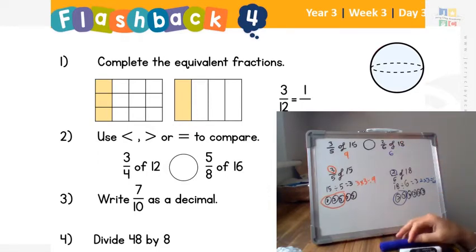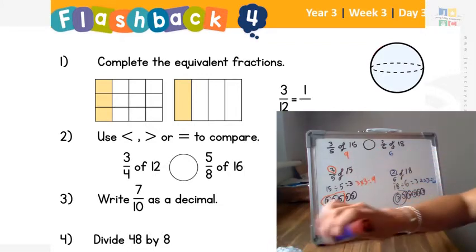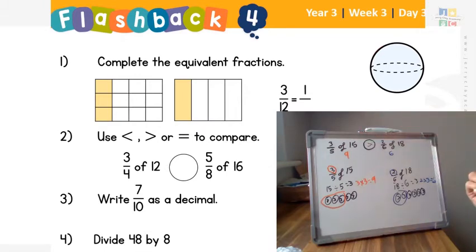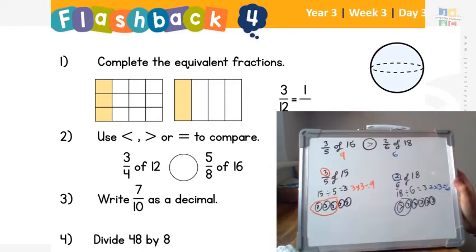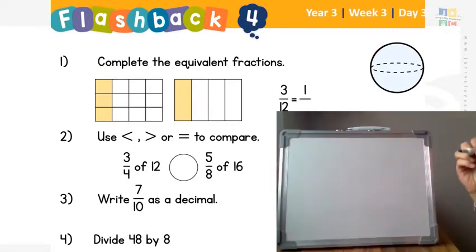So now I can see which number is bigger. Well, I know 9 is greater than 6, so I would put my greater than sign, so it would read 3/5 of 15 is greater than 2/6 of 18. If you haven't quite understood that, please have a look at my working out now. Please pause the video and make sure that you understand it before playing the video and looking at the next question.